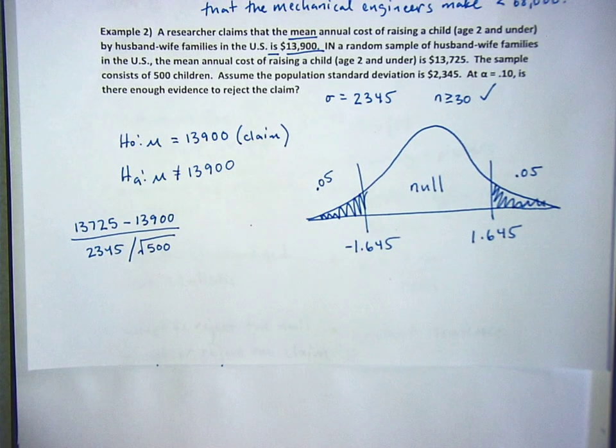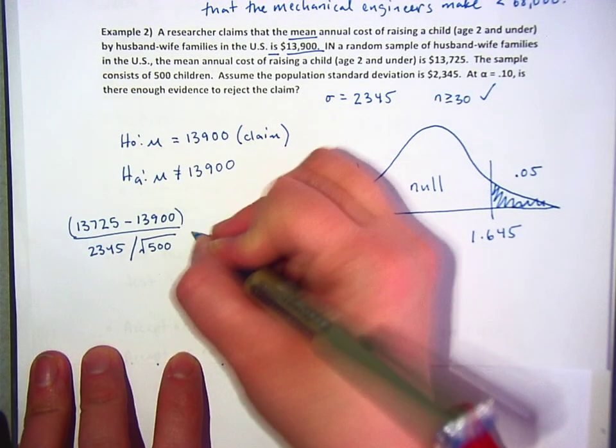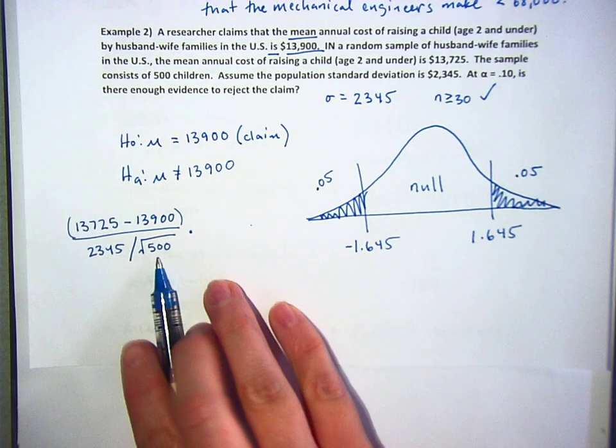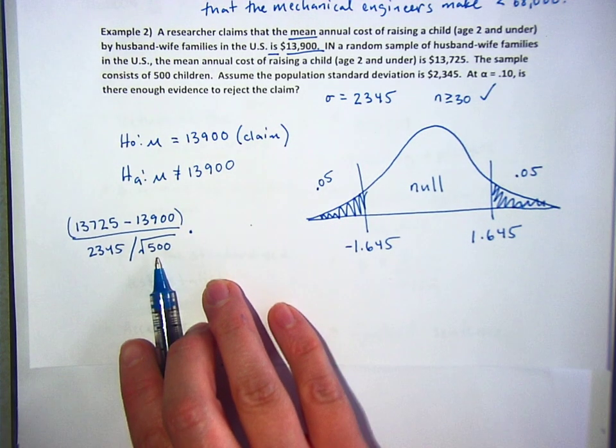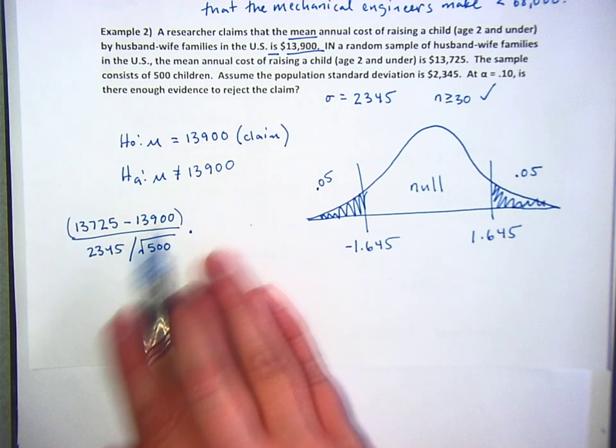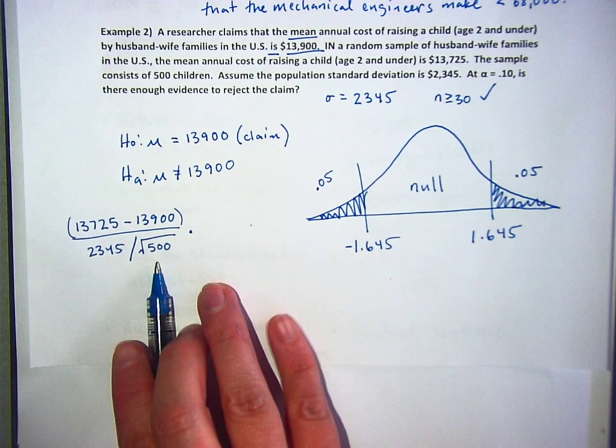So why can't you just multiply? Do you have to do another division, or can you just multiply it on the top? You're saying, why don't I just subtract and then multiply by this? Yeah, you could, but then it would flip the fraction. So it'd be the square root of 500 divided by 2,345.